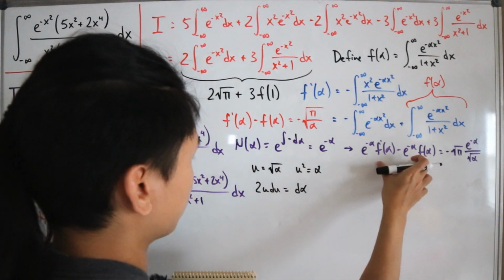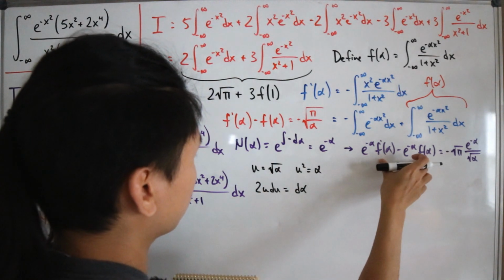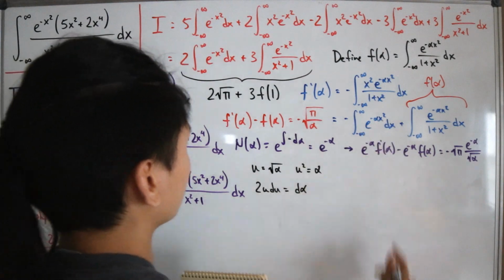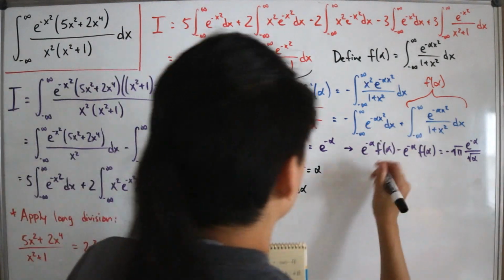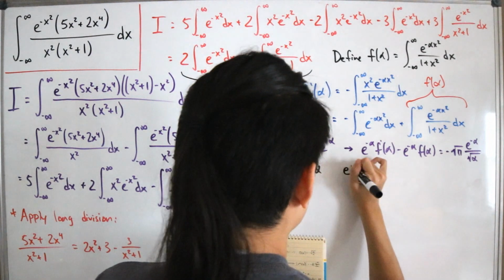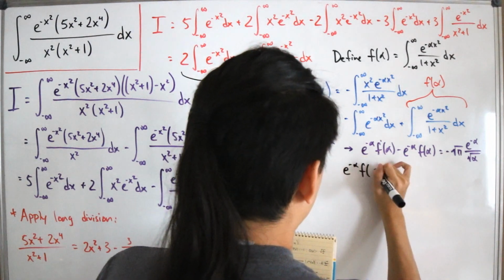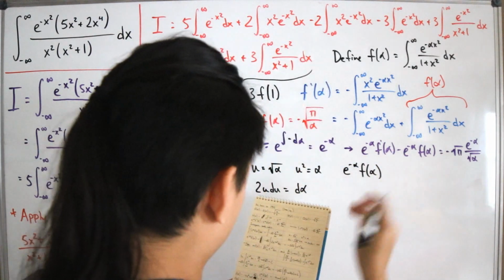So skipping this step, just integrating both sides, that's the product rule. Integrating that, that's the derivative. So we're actually left with just e to the negative alpha multiplied with f of alpha. So that's out of the way.